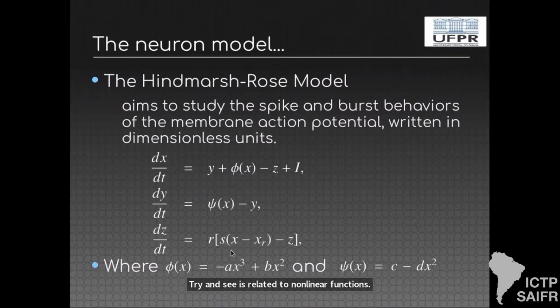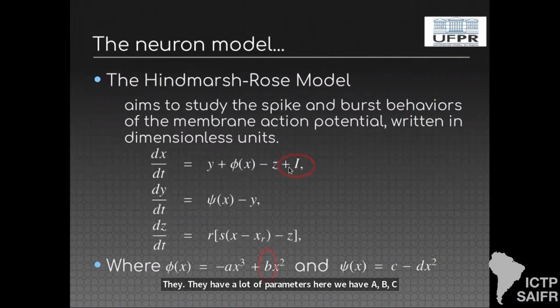And I have a lot of parameters. In general, neural models have a lot of parameters. Here we have a, b, c, d, r, x_R, and I will just change here the input current and the b parameter. So I will study this parameter space, but the same thing I will show in this parameter space can be found in other parameter spaces. Not all, but in others.